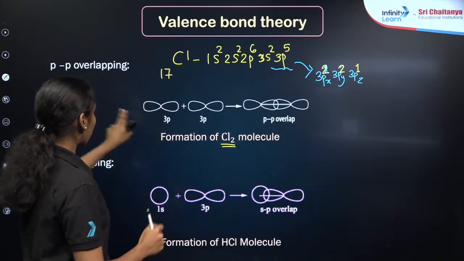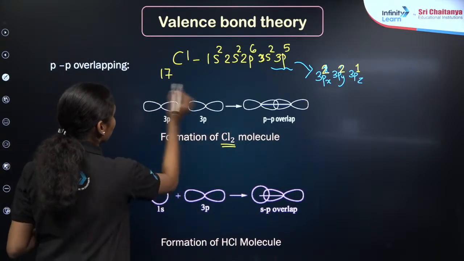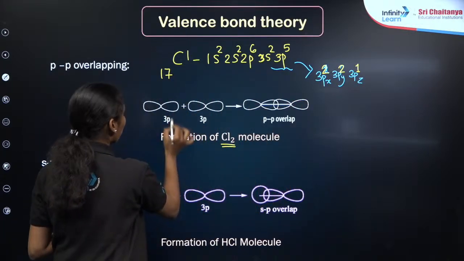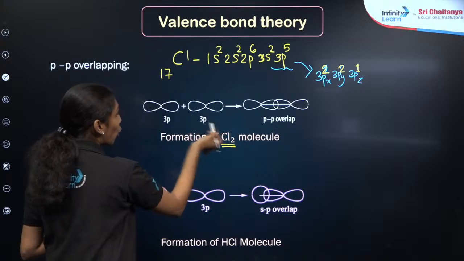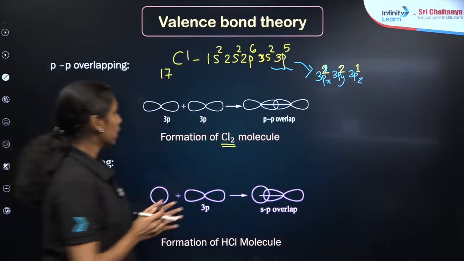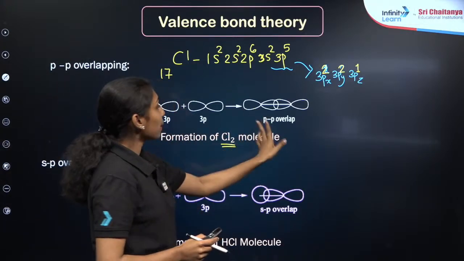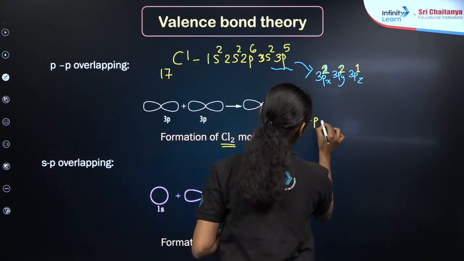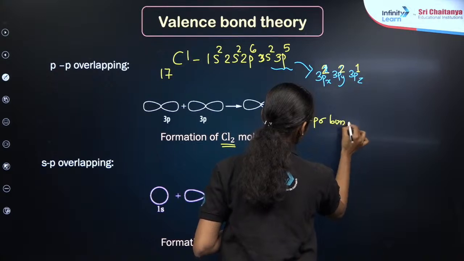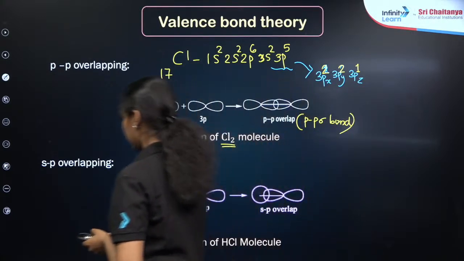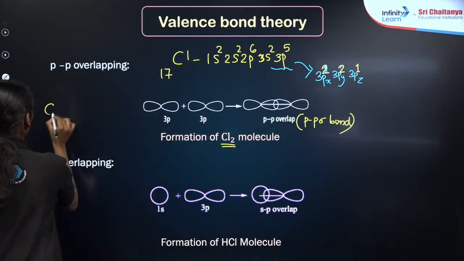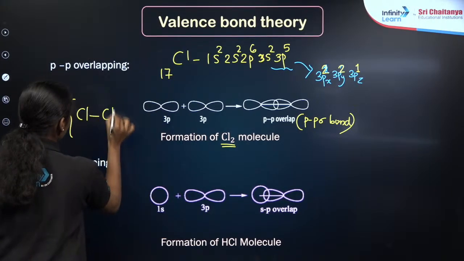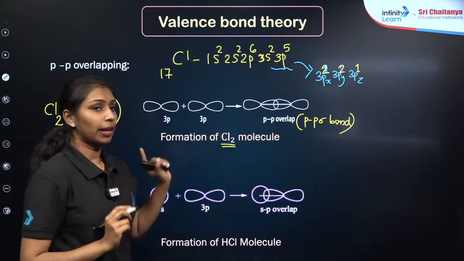So as you can see here, the 3p along this axis will go for the overlapping to form this bond. This is one 3p orbital of one chlorine atom. This is the second 3p orbital of the other chlorine atom. Then it will form the overlapping to form a pp sigma bond. Clear? pp sigma bond. That is, whenever we are writing the molecular formula of chlorine, it will be written as Cl single bond Cl, right? This sigma bond is coming from this overlapping. Clear?